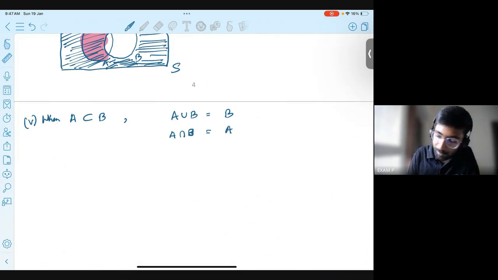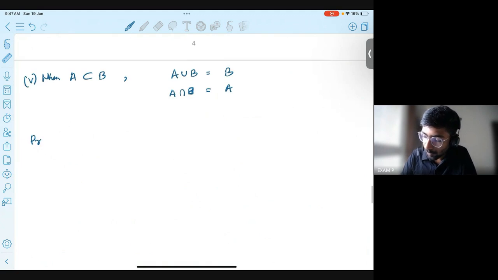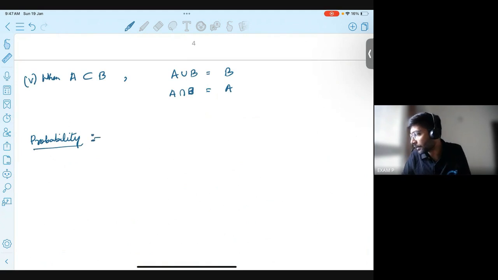Now we enter the next topic called probability. Till now, we were learning some terminologies in the beginning: events, outcomes, mutually exclusive, etc. So what is probability? Probability basically attaches a particular mathematical number to some event.